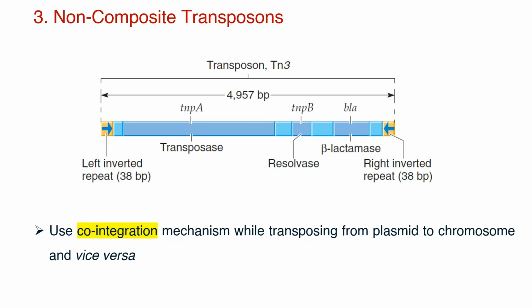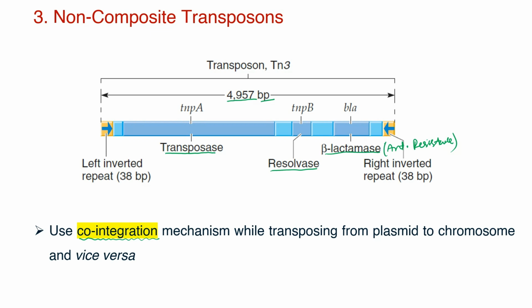So if you look at Tn3, it is 4,957 base pairs long. As we already saw, it has genes for transposase, resolvase, and also beta-lactamase or antibiotic resistance. This beta-lactamase is antibiotic resistance. And these transposable elements, these Tn3s or non-composite transposons, use the co-integration mechanism while transposing from plasmid to chromosome and vice versa.